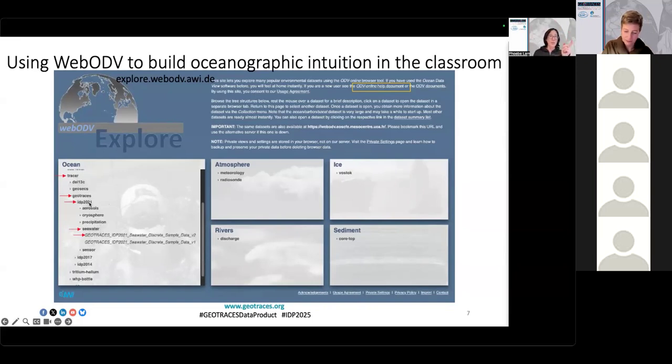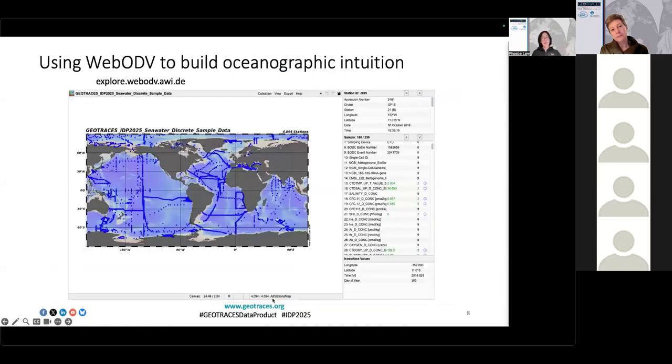So you could click on IDP 2025 if you want, and then you could choose which subset of data you would like from that. Likely you will want to choose the seawater one and seawater discrete sample. That's where the bulk of the new oceanographic data is coming out. So you click that, and then after you read and agree to the fair use agreement, you'll see this splash page, which shows you all the stations in which there are data in the IDP.